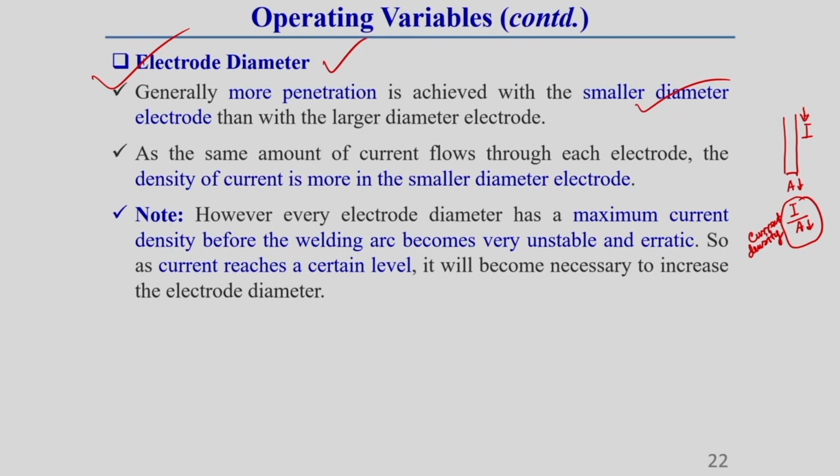But here one thing you should keep in mind: every electrode diameter has a maximum current density before the welding arc becomes very unstable and erratic. When the current reaches a certain level, it becomes necessary to increase the electrode diameter. So a particular type of electrode has a particular range of maximum current carrying capacity. For some applications, if the current level is higher, we should change the type of electrode. Understand what I am telling?